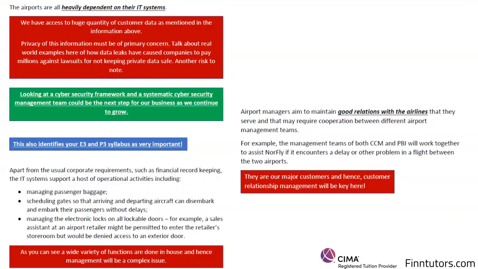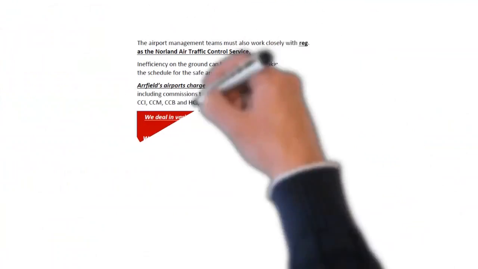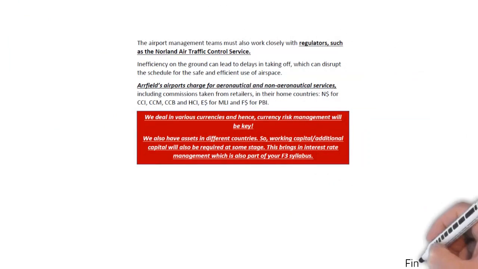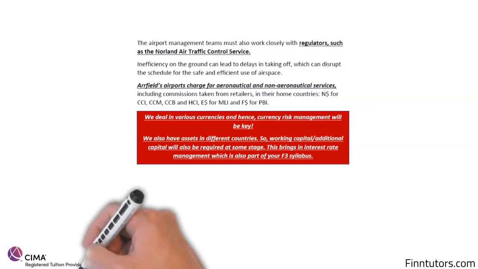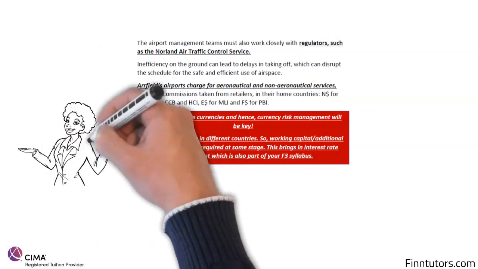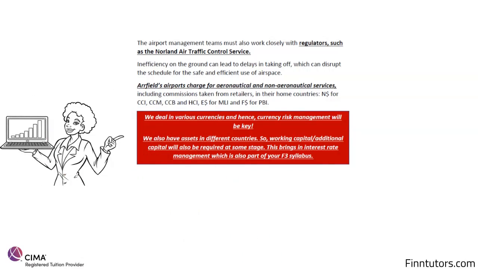Now these airport management teams must also work closely with regulators such as air traffic control, obviously. Inefficiency on the ground can lead to delays in taking off, which can disrupt your entire schedule. So inefficiency is something that you have to try to remove as much as you can.